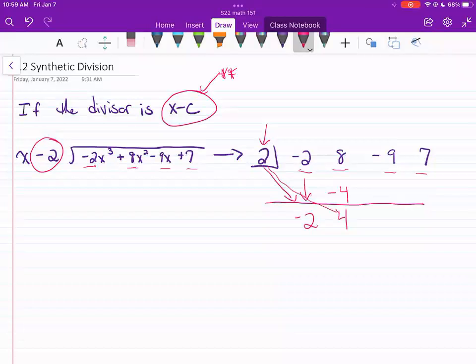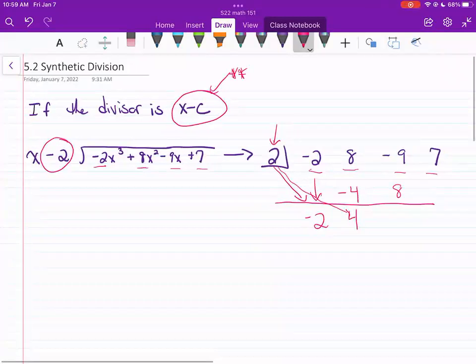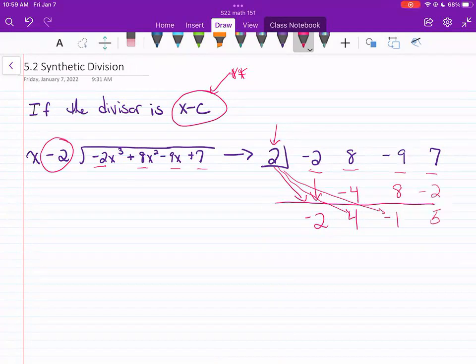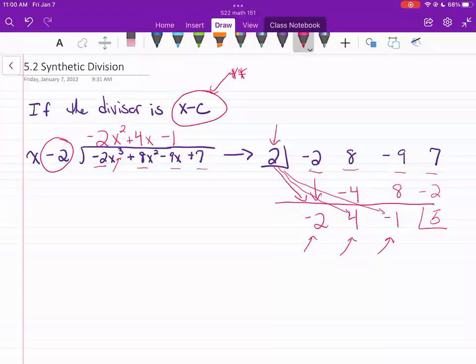Then I'm going to multiply again, which gives me 8, resulting in a -1. Multiply again, -2, which leaves me 5. This last value is your remainder. And what you will find is that these now become your coefficients. And then it drops by a degree of 1. This was degree 3, so this becomes degree 2, degree 1, and 0 with a remainder of 5.